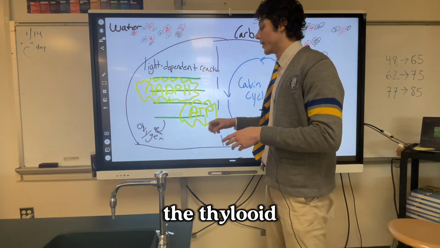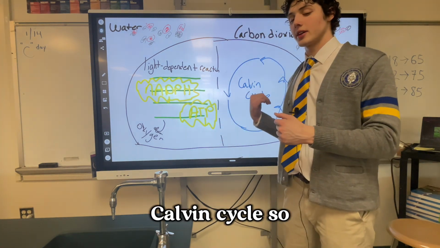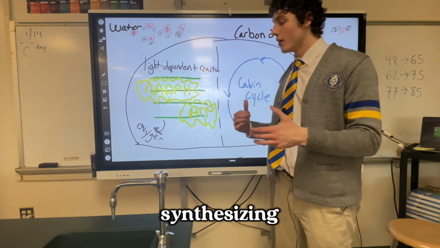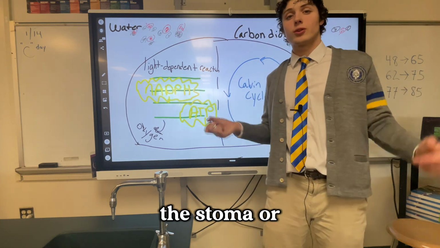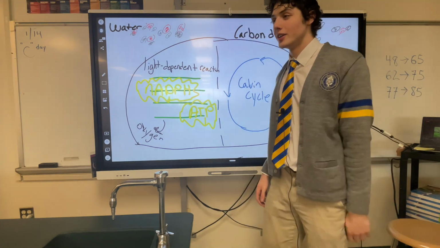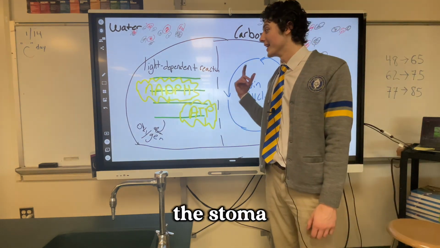And then we're going to have the synthesis part, and I want you to think the Calvin cycle. So we're synthesizing. Where does this take place? What is the only other thing I mentioned? The stoma, or the stomata. Stomata for the ones who need it. So we got the stoma and we have the thylakoid.